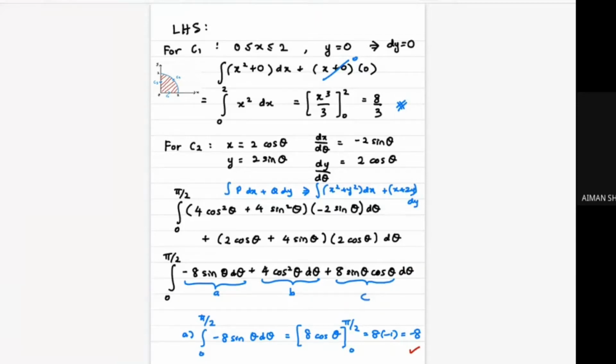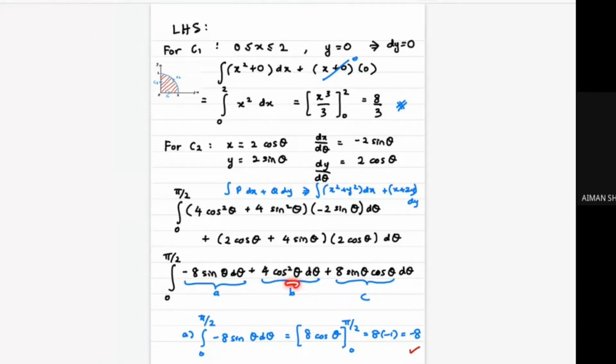So now you need to solve all this integration. So I will separate it one by one: A, B, and C. Let's solve this for each part. A, negative 8 sin theta d theta. You can solve it directly from 0 to pi over 2. So sine, integrate, you get cos. So you get 8 cos theta. Cos pi over 2 minus cos 0 gives negative 1. So for this part A, you get negative 8.